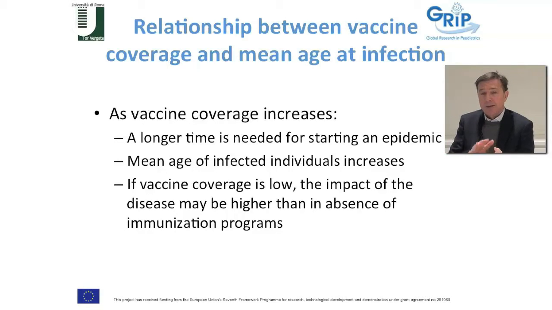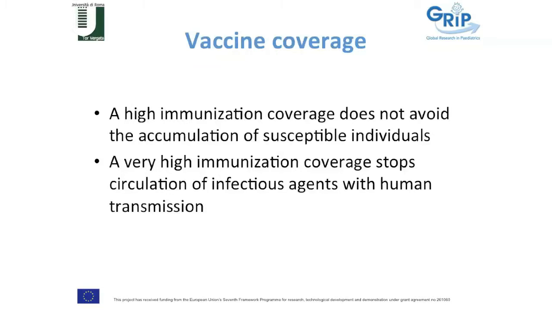So the bottom line here is that once an immunization strategy is started, it is very important that it achieves as soon as possible the target coverage, which is most of the time 95% or actually very high in the general population.